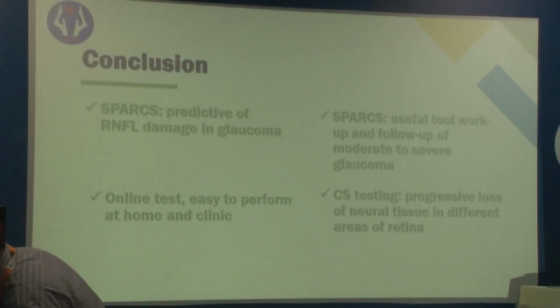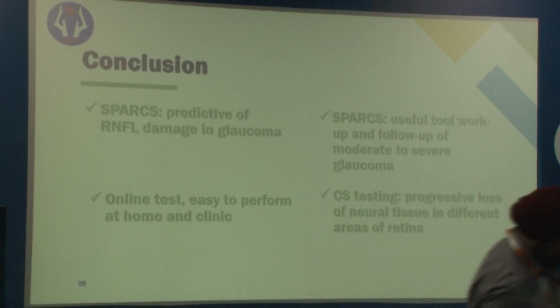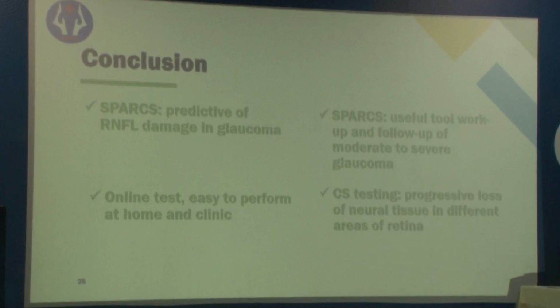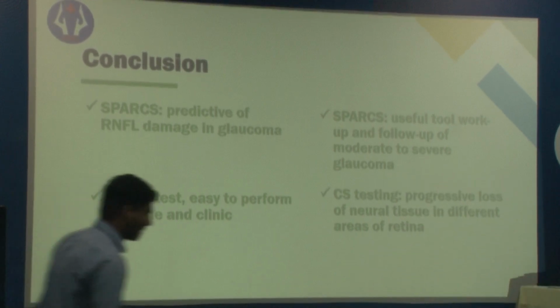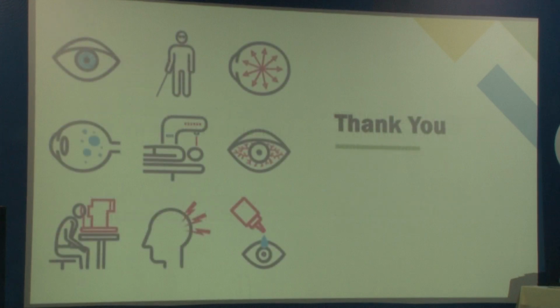So in conclusion, Spark can be predictive of RNFL damage in glaucoma, and it can also be a useful tool for the workup and follow-up of moderate to severe glaucoma patients, especially in the post-COVID scenario where most patients are reluctant to come to the clinic more often. It is an online test and can be performed at home as well as at the clinic and can be shared with the physician. We also found that contrast sensitivity testing can indicate a progressive loss of neural tissue in different areas of the retina. Thank you.